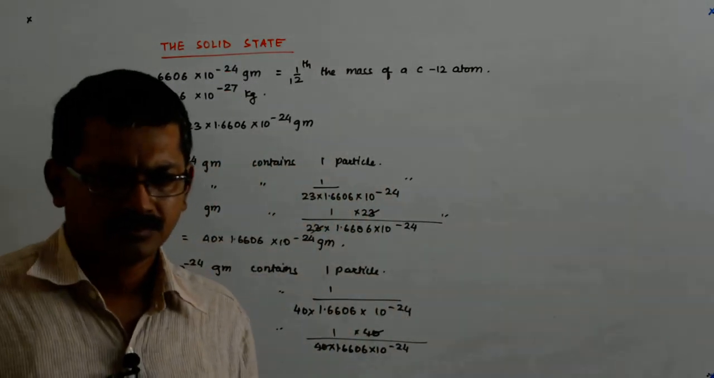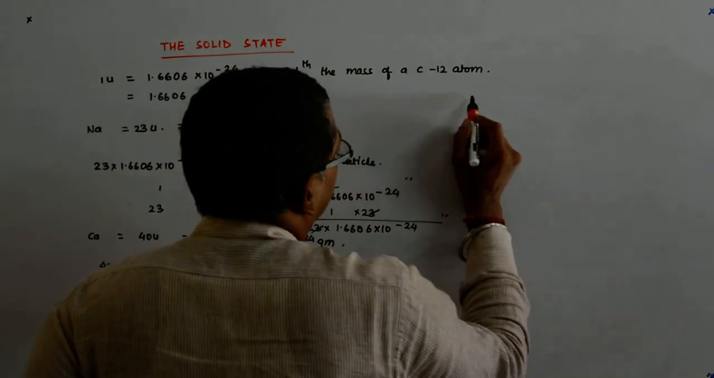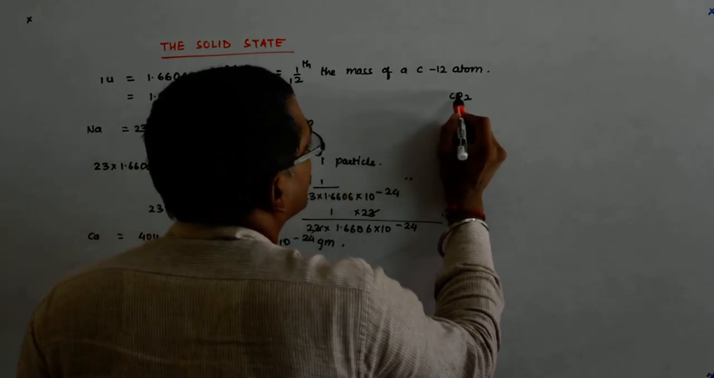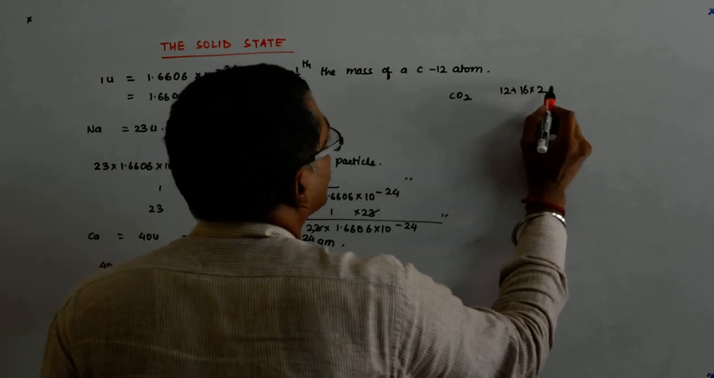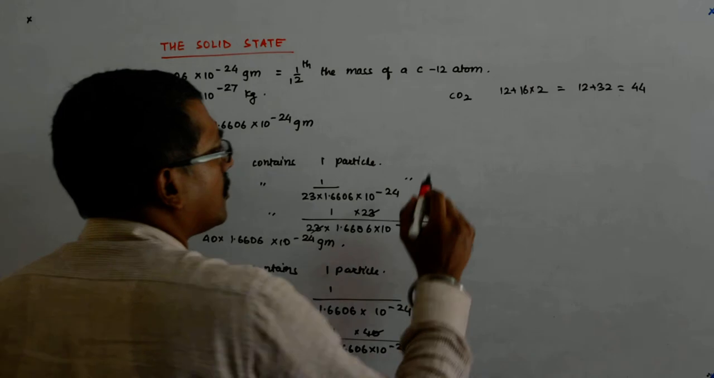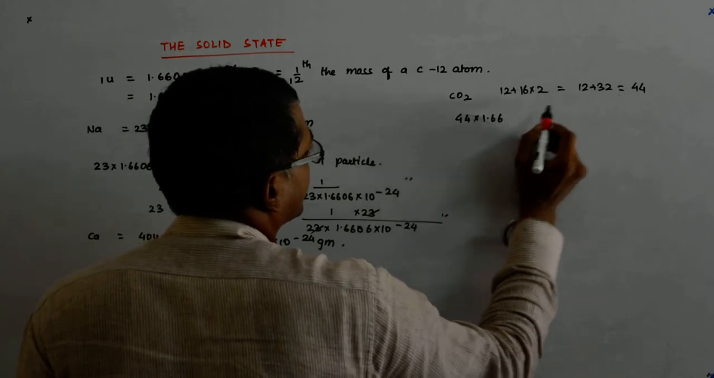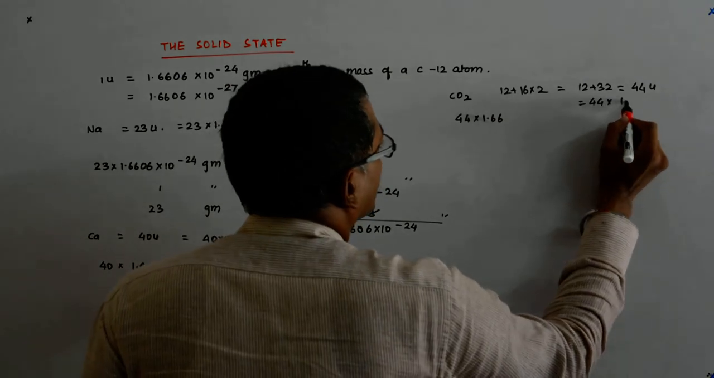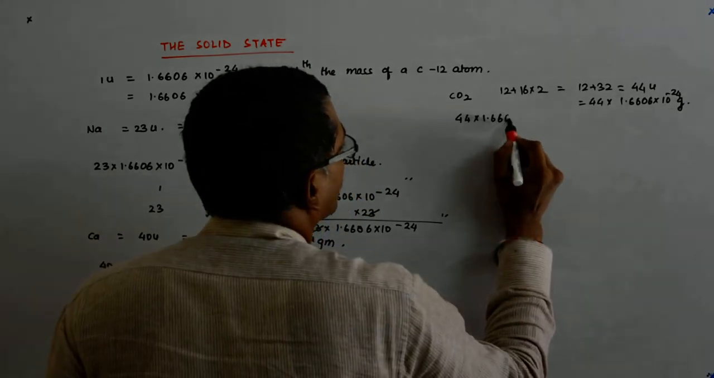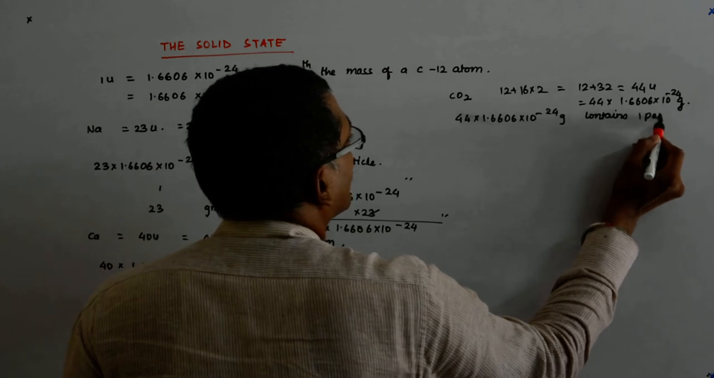Are you getting the point? So it is always. Be it any other compound, say CO2. So what happens? 12 plus 16 into 2, that is 12 plus 32, 44. Fine? So I'll say 44 U, that is 44 into 1.6606 into 10 to the power minus 24 grams, which contains one particle of that.